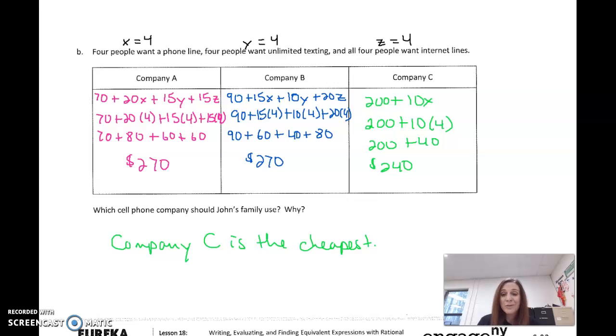We could go on and do some more examples, but I hope you're getting the idea that once you write the expressions, then we can use that information to figure out what the best deal is. And these expressions that are written along the top here are the information you're going to need for your homework.